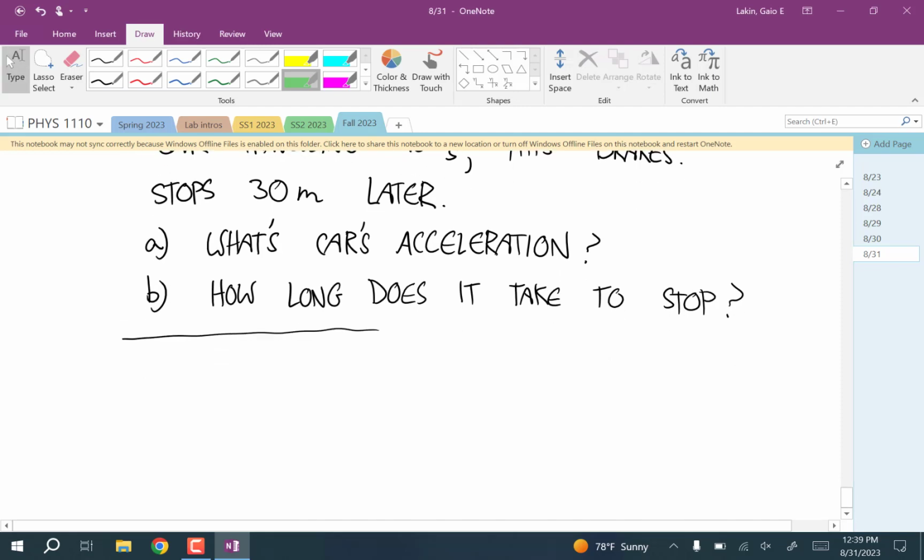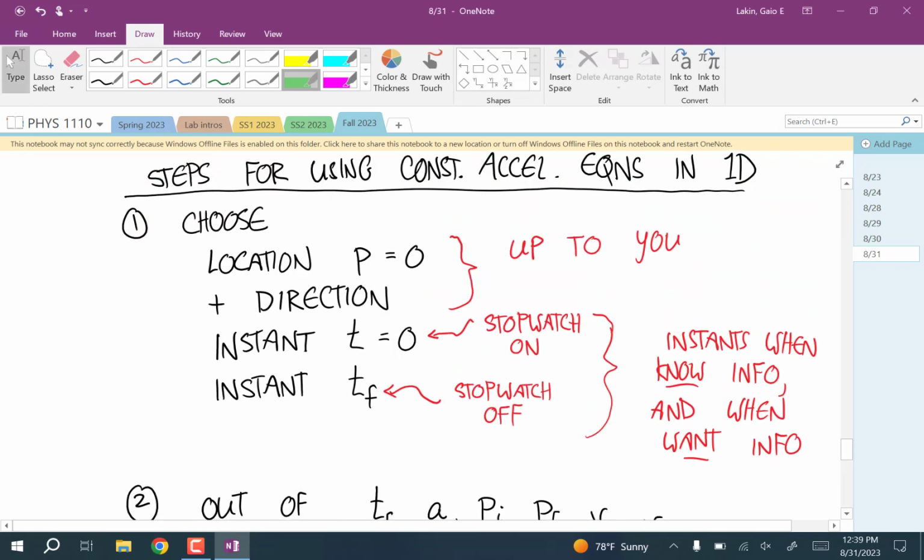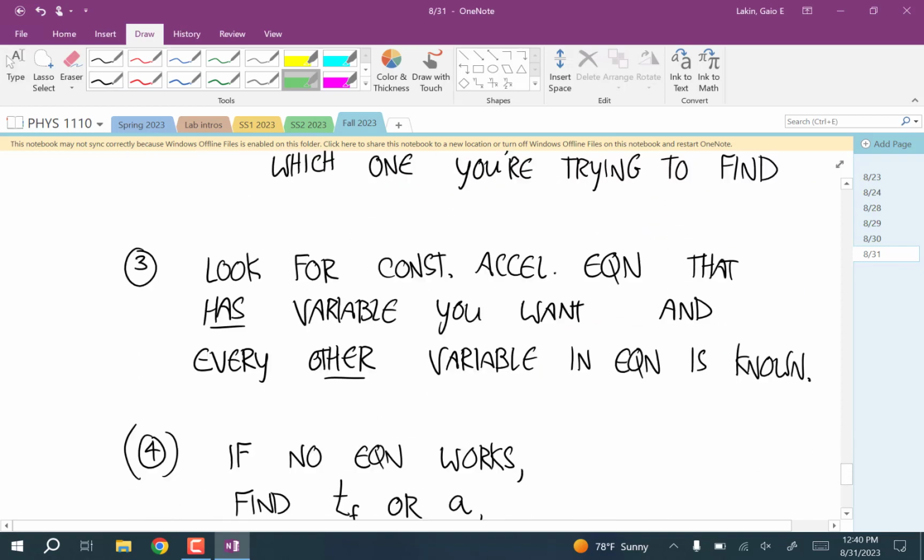Okay, so we're going to just go step by step through this process. The first thing we have to choose is a position equals 0 and a positive direction in the world of the car. And then we have to choose an instant when we turn the stopwatch on and an instant where we turn it off.